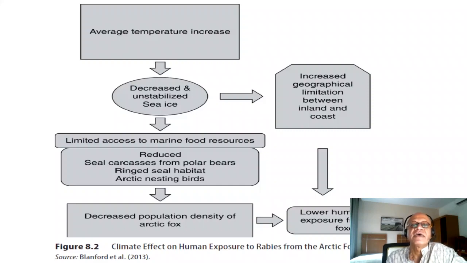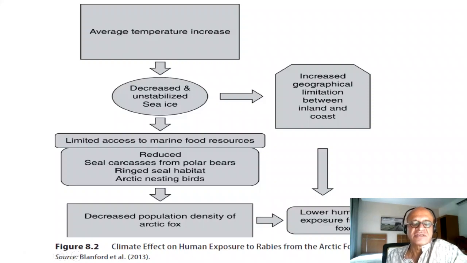Finally, let's look at some of the complex pathways through which rabies disease outcome can be affected by average temperature. Average temperature increase leads to decreased and unstabilized sea ice. This is for Arctic foxes. So, climate effect on human exposure to rabies from Arctic fox. Increased geographical limitation between inland and coast leads to lower human rabies exposure from Arctic foxes, or limited access to marine food resources, reduced seal carcasses from polar bears, ringed seal habitat, and Arctic nesting birds, decreased population density of Arctic fox, leading to lower human rabies exposure from Arctic foxes.